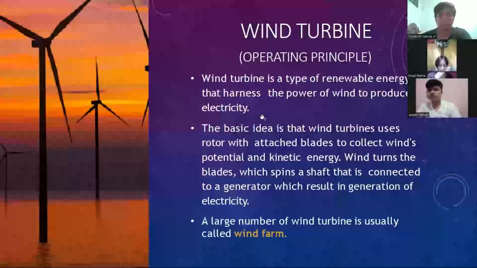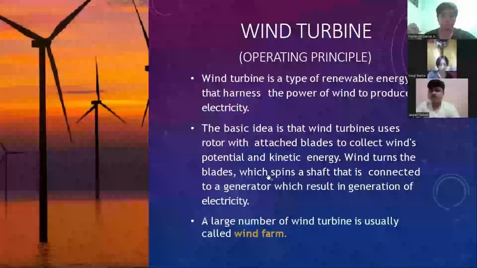Okay, so wind turbine. A wind turbine is a type of renewable energy that harnesses the power of wind to produce electricity. The basic idea is that a wind turbine uses the rotor, with attached blades, to collect the wind's potential and kinetic energy. Wind turns the blades, which spins a shaft that is connected to a generator, which results in generation of electricity.